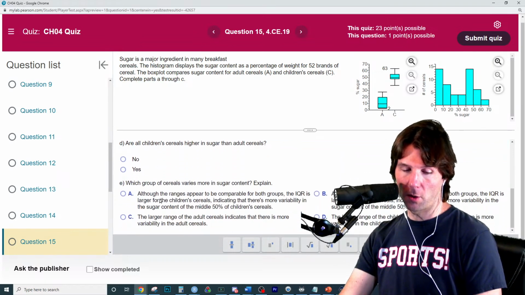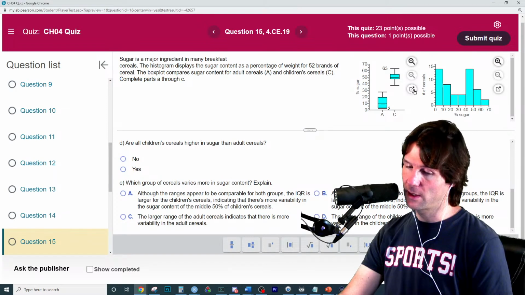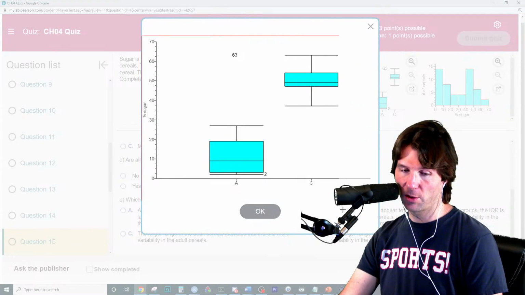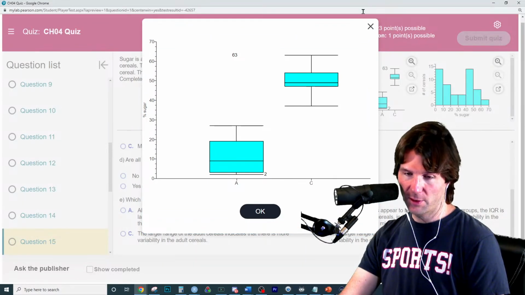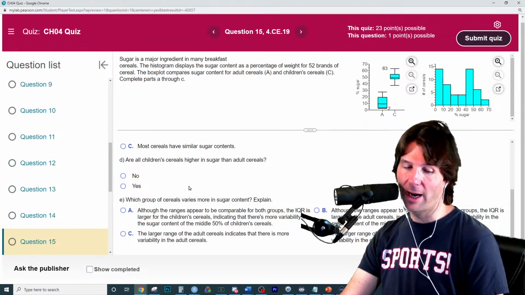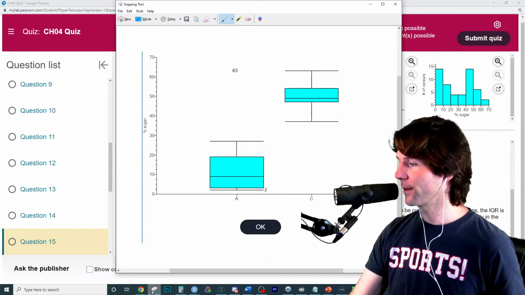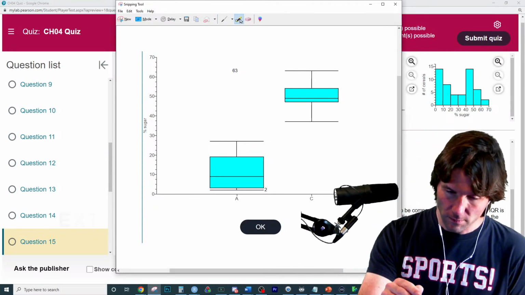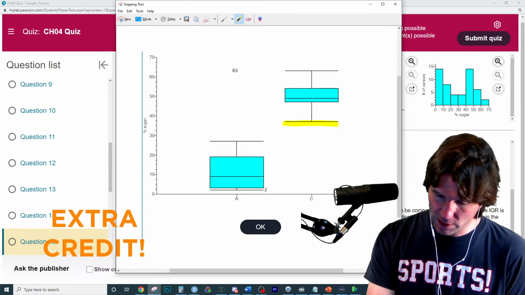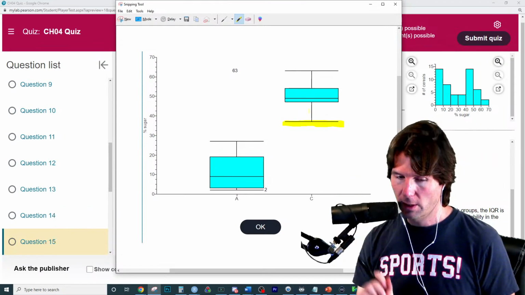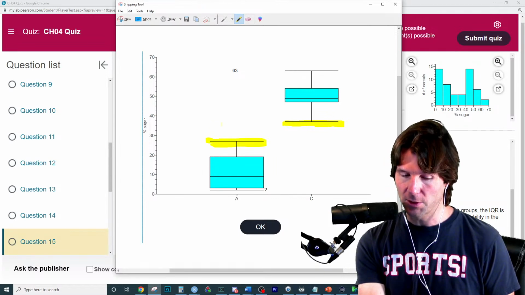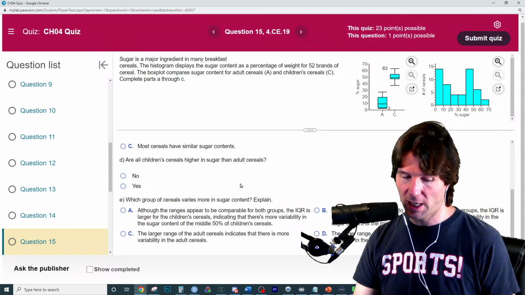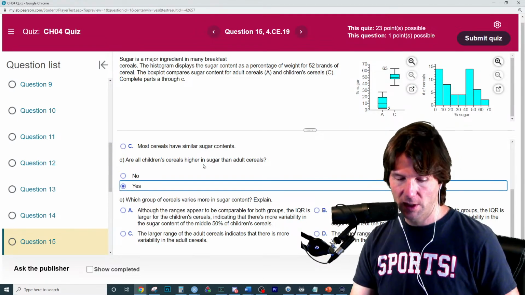on that. Are all children's cereals higher than adult cereals? We want to go right here with the data to say if all children's cereals are higher in sugar. Okay, that's it. That is true, right? Great job, Blake. So here is the lowest children, and this is the highest adult, and that is a true fact right there, because the min for children is higher than the min for adults.